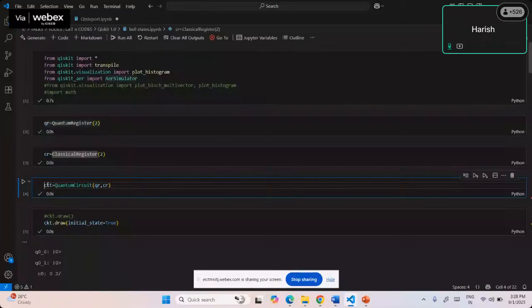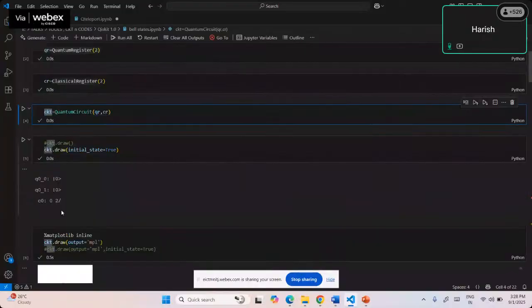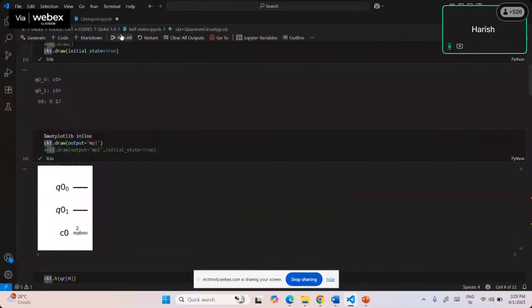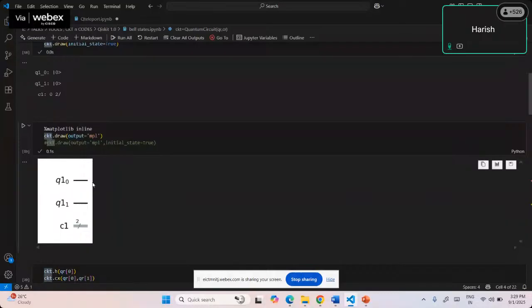So now we are drawing it. Okay, so it is drawing it for us, and there is a better way to draw it with the MPL library. So when you draw it, it will look like this. Just let me rerun it.